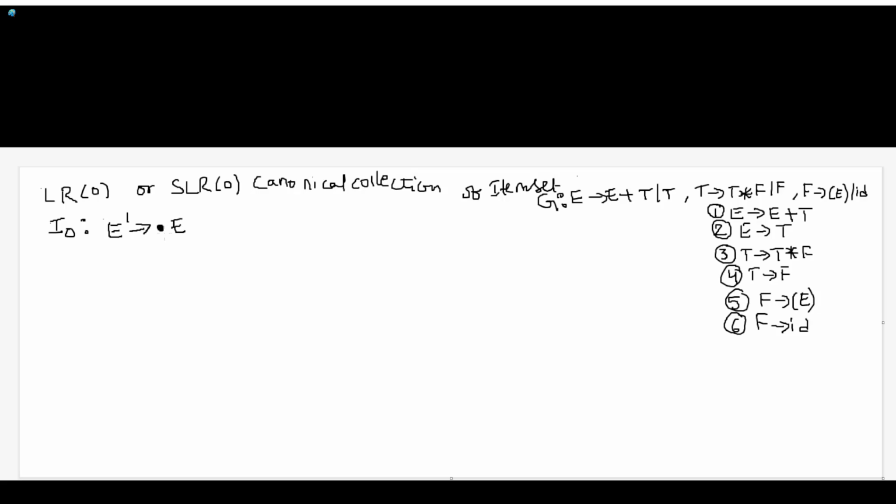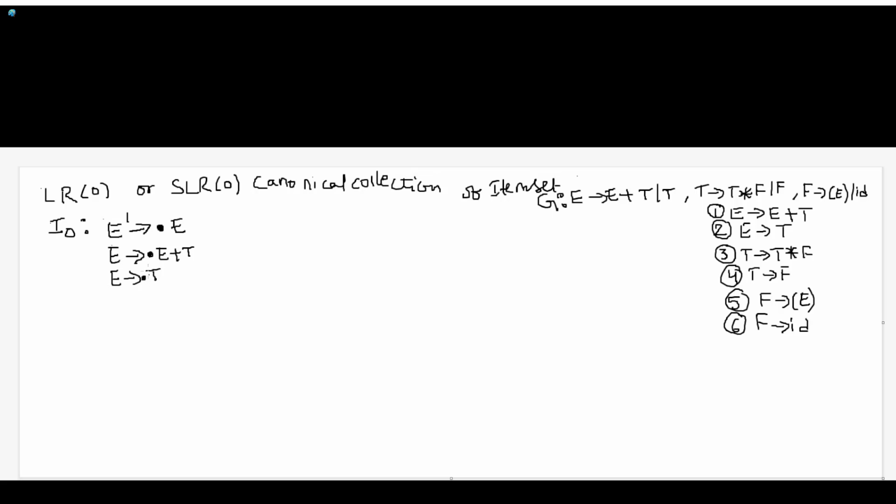Now, according to the concept, what comes after the dot, if it is a non-terminal, we have to include its productions. So under E, how many production rules do we have? We have two production rules. What are those? Rule number 1 and rule number 2 are the E production rules. So whenever we see a non-terminal after the dot, include the E productions. So E derives dot E plus T, and one more, that is E derives dot T.